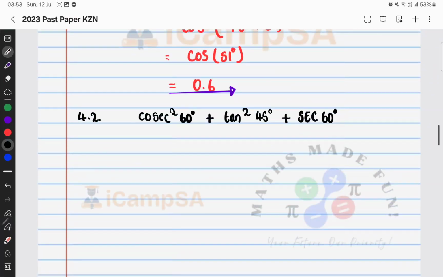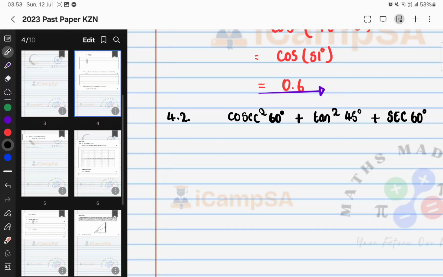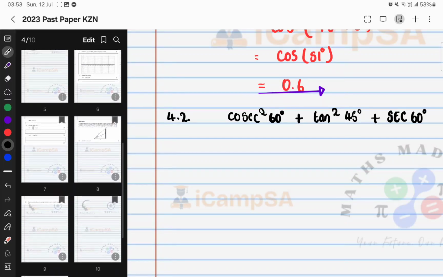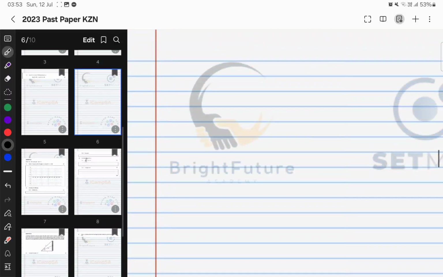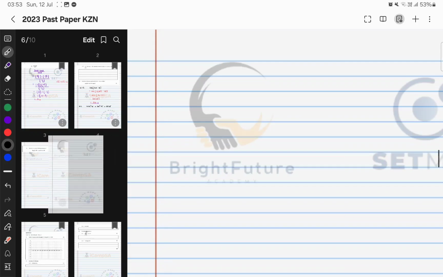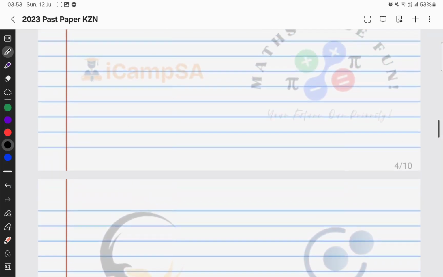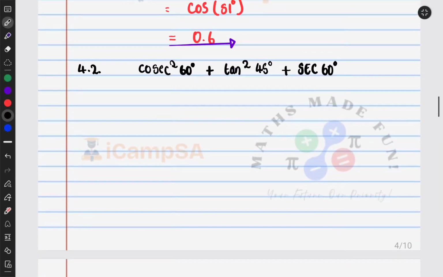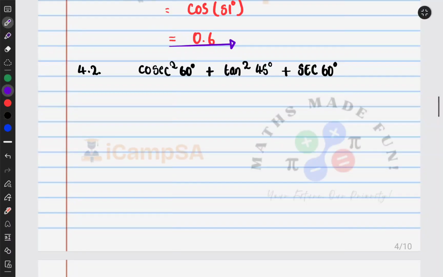Okay, let me add a page here. Where are we? We are here. Okay, so we have to use special angles. Remember the two triangles that we utilize for the special angles. Let's quickly draw them, since they will assist us in actually solving this question.